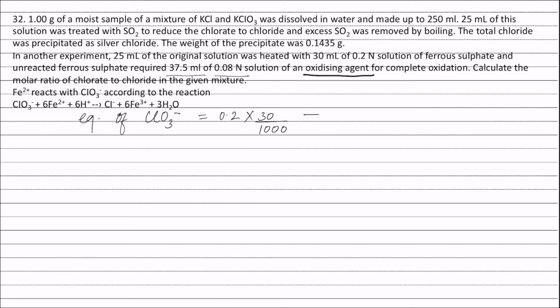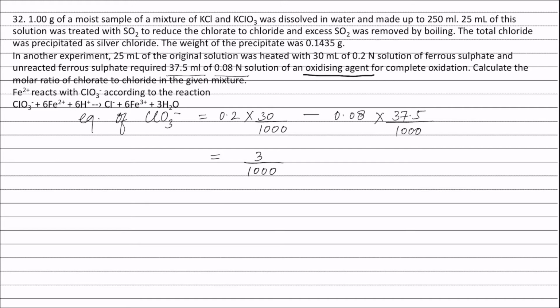Therefore, equivalence of ferrous sulphate that did not take part in the reaction will be equal to the equivalence of the oxidizing agent required for complete oxidation, and that is equal to normality of the oxidizing agent, which is equal to 0.08 N, into volume of the oxidizing agent in liters, that is 37.5 divided by 1000 liters, and this is equal to 3 divided by 1000 equivalents.